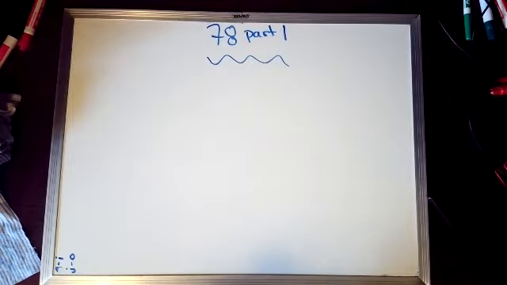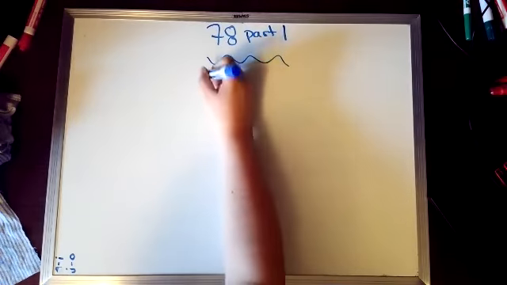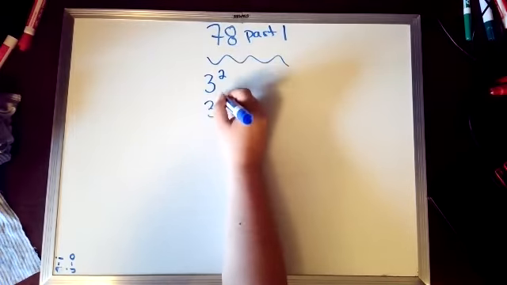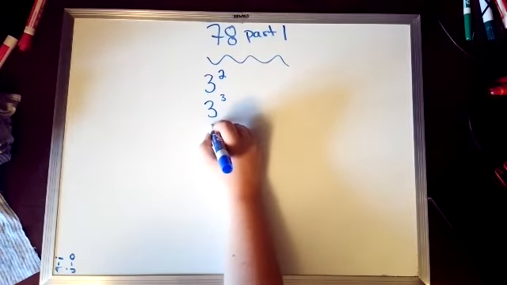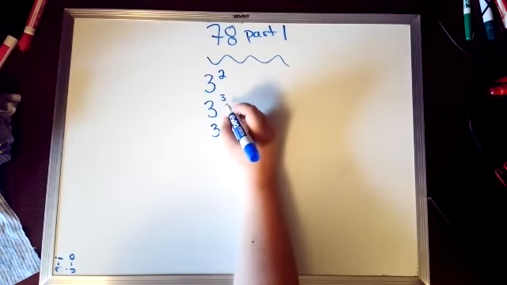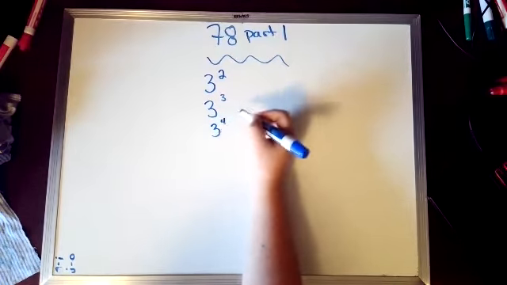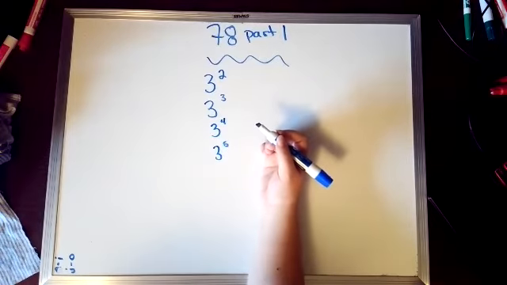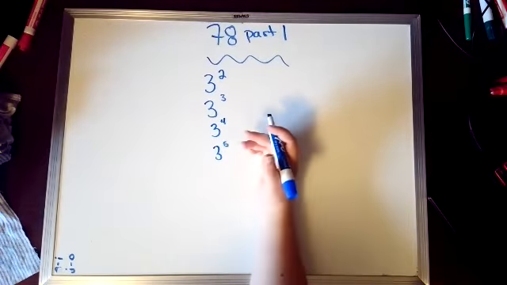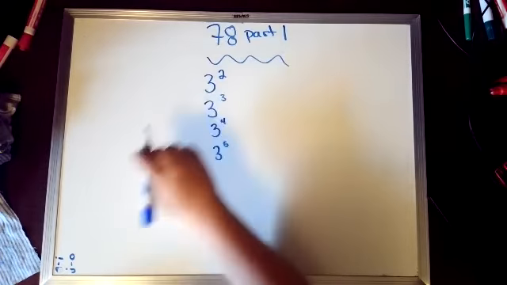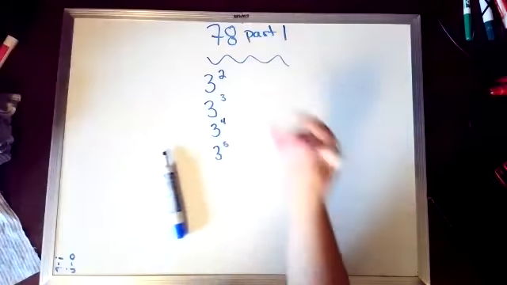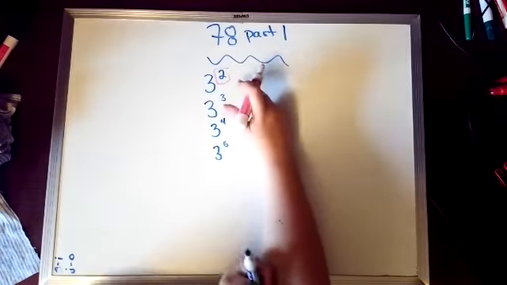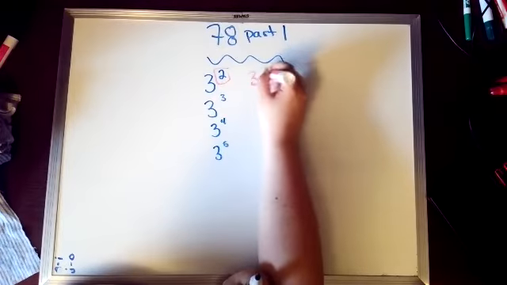So what an exponent is, you'll usually see it as something like this. So we'll have 3 squared, 3 cubed, 3 to the power of 4, or to the 4th power, 3 to the power of 5, or to the 5th power, and so on and so forth. What these little numbers mean is how many times you're timesing this number by itself, okay? So 3 squared would be 3 times 3.